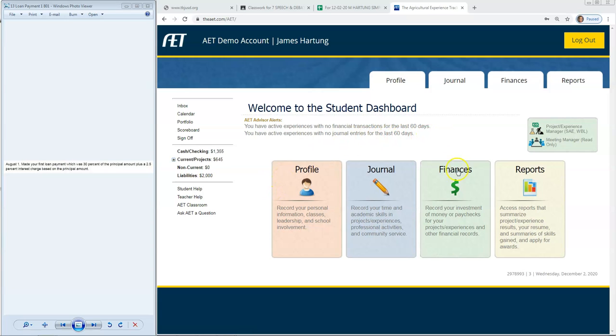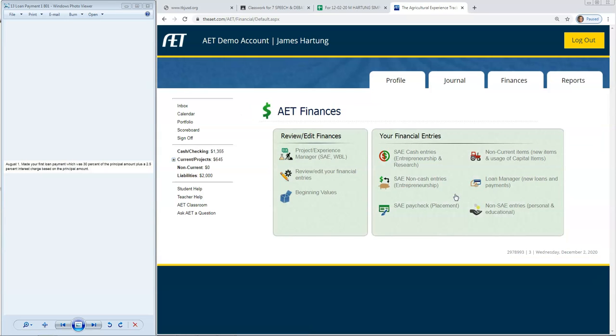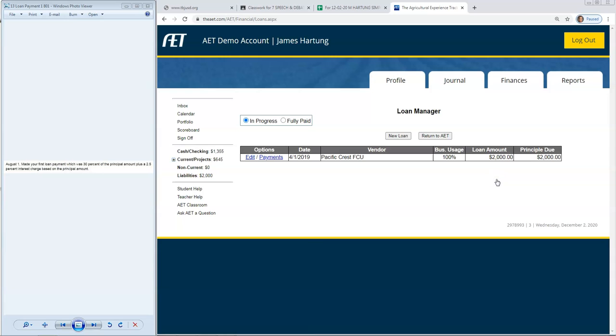Let's go ahead and take a look at our original loan. Head over to the Loan Manager in the Finance section. And there is our original loan, and we can see that on April 1st of 2019 we borrowed $2,000 from Pacific Crest Federal Credit Union, and we haven't made any payments, so the principal amount still due is $2,000.